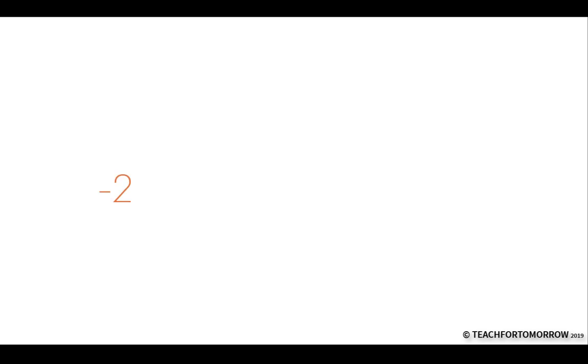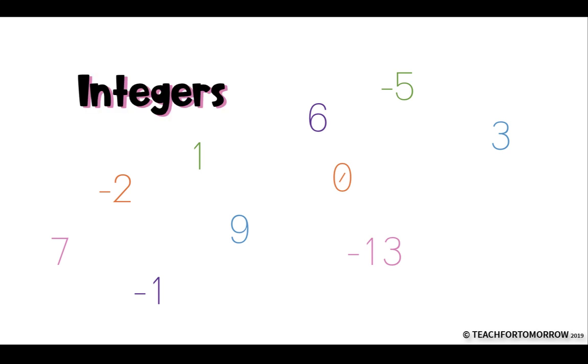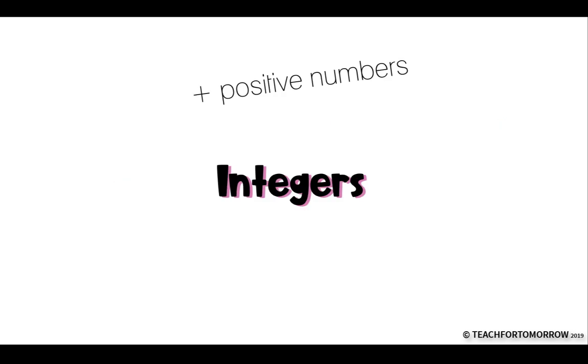So if we look at these values here: -2, 6, 9, -5, -13, -1, 0, 3, 1, 7. What do they all have in common? What do we call all of these numbers? We call them integers. So what are integers? Well, integers are all the whole positive numbers. So they're whole numbers. We're not talking about fractions or decimals here.